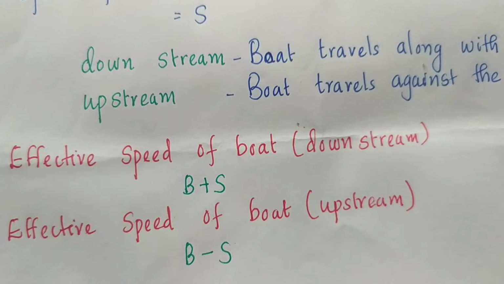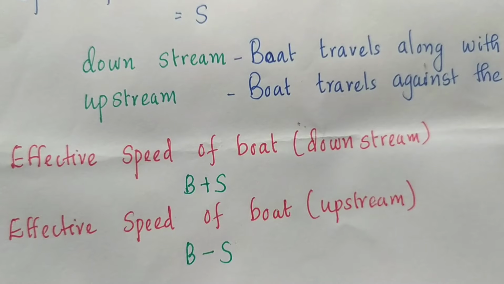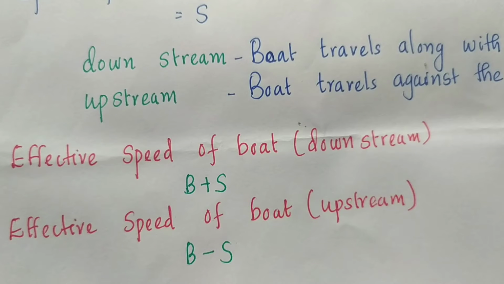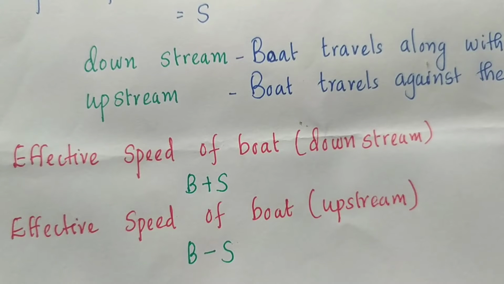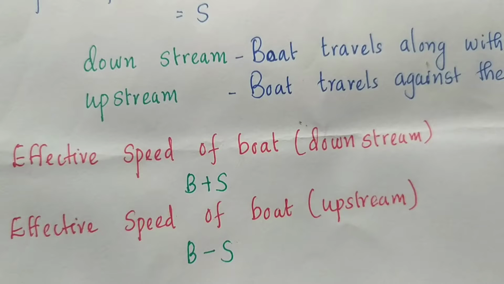What will be the effective speed of boat in downstream and upstream? So in downstream, what we have seen, the boat travels along with the direction of the stream. So the effective speed of the boat will be the speed of the boat in still water plus the speed of the stream, because they are in the same direction. The effective speed of boat in upstream is B minus S, that is the boat travels against the river current. The boat will be slowed down by the flow of river in the opposite direction. So the effective speed will be B minus S.